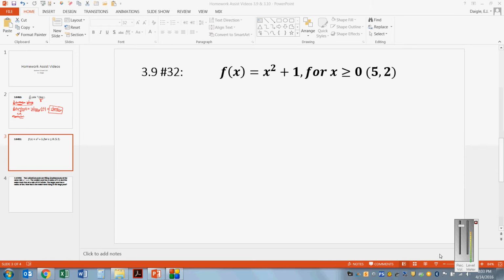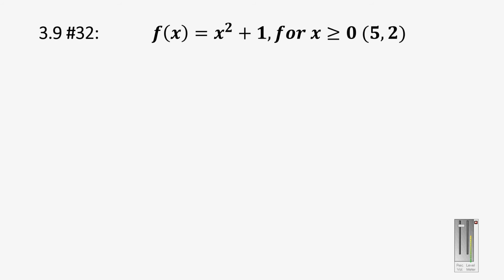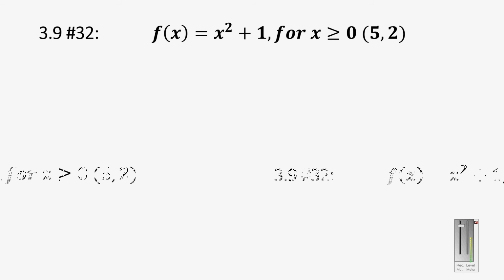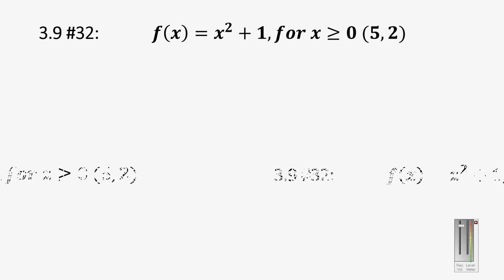All right, so for our next one is 3.9, number 32. I tried to pick one that I thought was a little bit more difficult here. Derivatives of inverse functions at a point. Find the derivative of the inverse of the following functions at the specified point on the graph of the inverse function. All right, so let's take a look at this one.